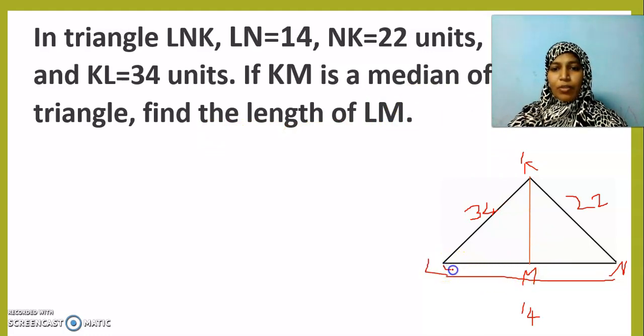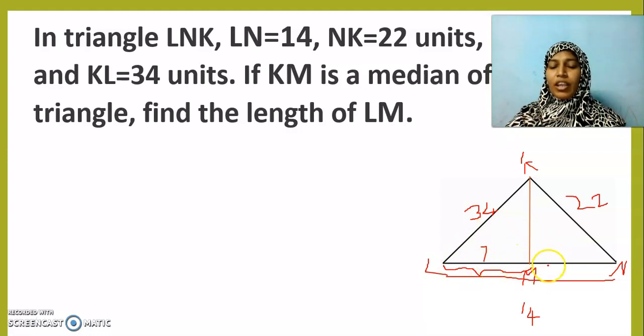They are asking us to find only this small part, and it is nothing but half of whole LN, because M is the midpoint. M is the midpoint in the sense LM is equal to MN. It's dividing that line segment into two equal halves. When you cut a chocolate, you used to locate a midpoint when you share between your siblings, isn't it? Yes. So this is going to be 7.